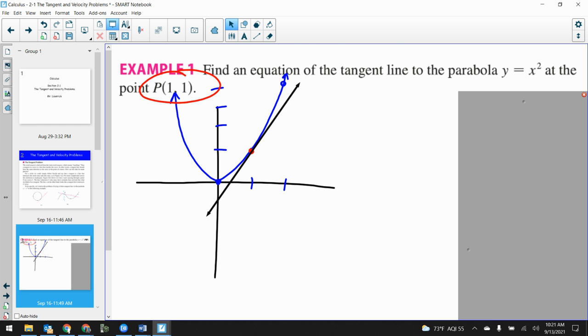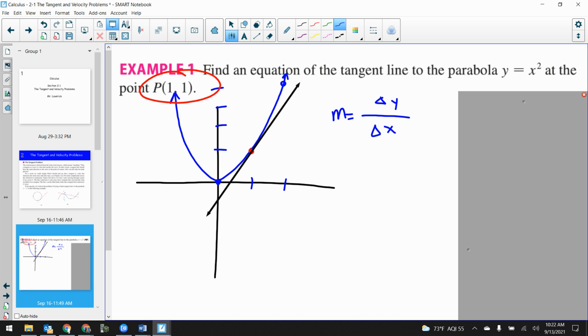Okay, so if I want to find the equation of that tangent line, one of the most key pieces that we need is the slope, correct? We need to find the slope of that line. Well, remember that slope is change in y over change in x, right? Delta y over delta x, y2 minus y1 over x2 minus x1.